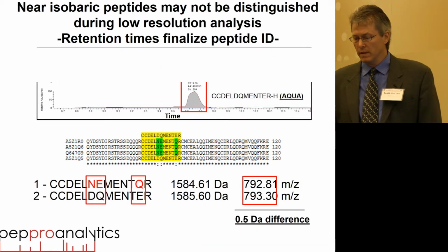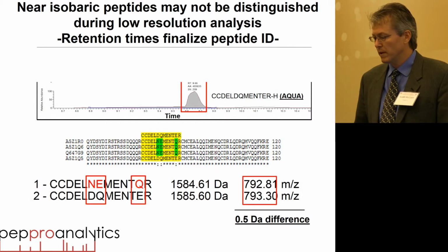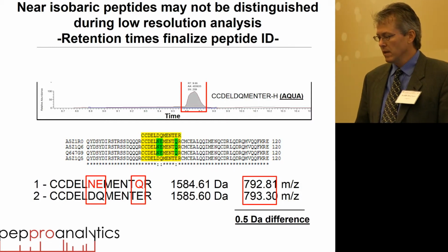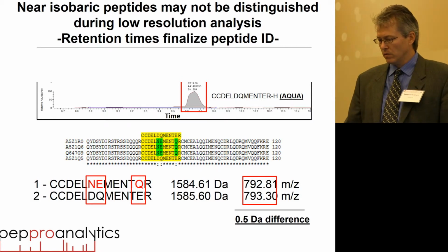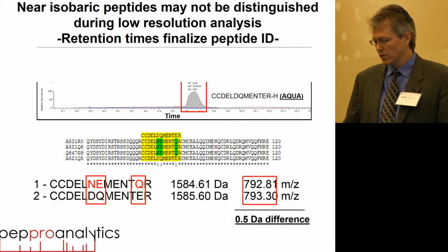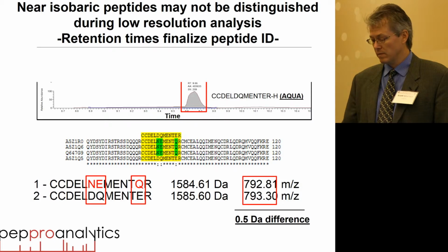And so they're showing here an example of near isobaric peptides that may not be distinguished during low resolution analysis, but the retention times finalize the peptide ID. So they're showing 1 or 2, and then the AQUA is there in the same place, and the difference is going to be the mass.